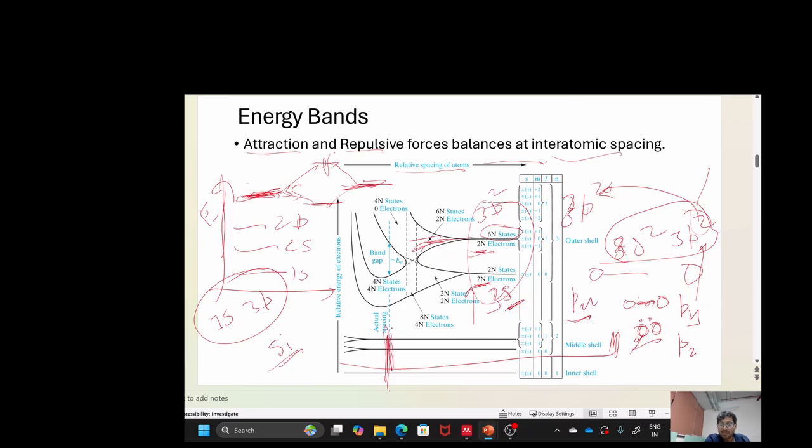Okay, and this is the interatomic spacing at which these attractive and repulsive forces balance out, and at this there will be a band of energies which is fully filled, 4n electrons and 4n states, which is fully filled, and this is the gap between the states. This is another band, which is the conduction band, and which is completely empty at this interatomic spacing.